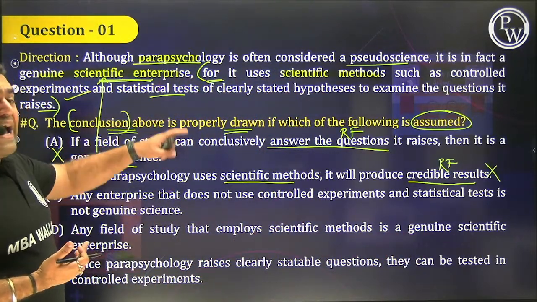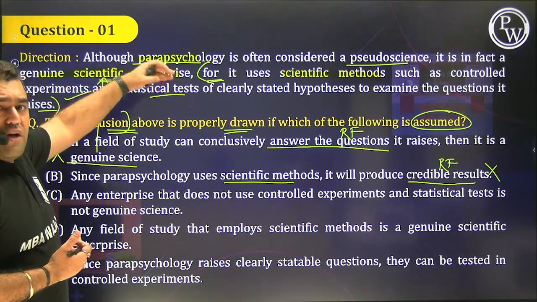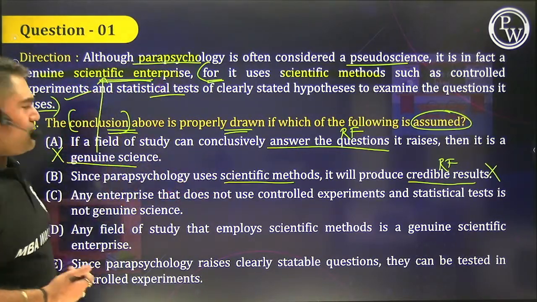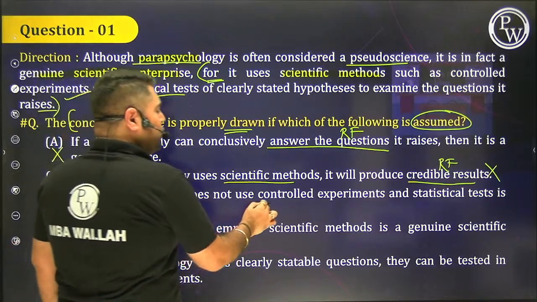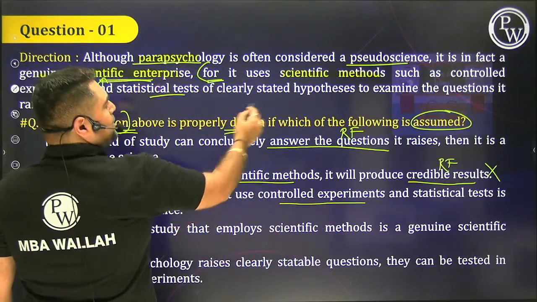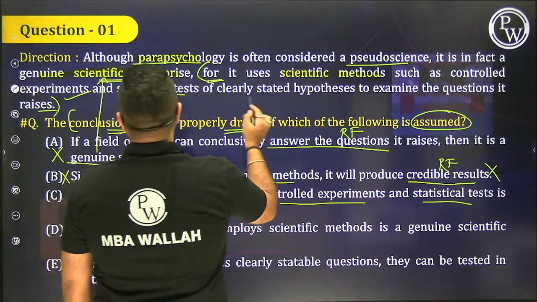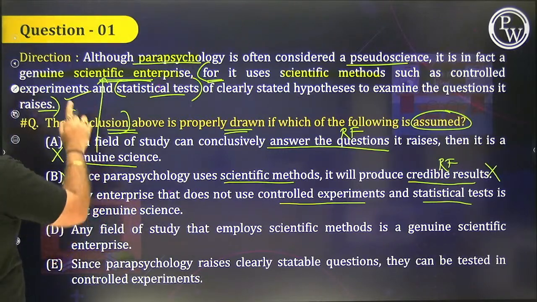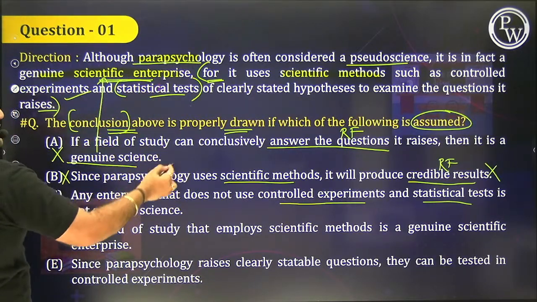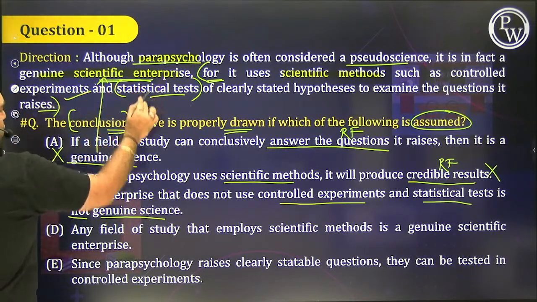Okay, it does. And you have to focus on the starting point. Which option led to this? We are not looking at the outcome of this because it's an assumption. So, option C: any enterprise, not genuine scientific enterprise, that does not use controlled experiments. Where is controlled experiments? Controlled experiments is there. And statistical tests, people. So any enterprise that doesn't use this is not genuine science. People, genuine scientific enterprise was given, genuine science.